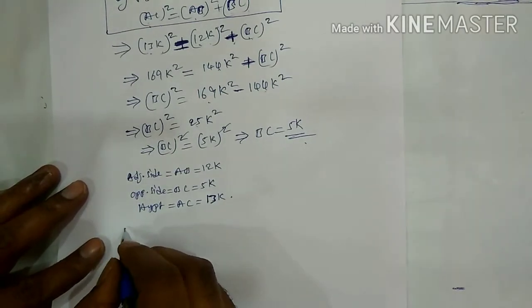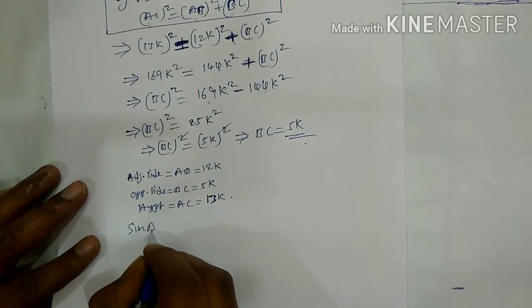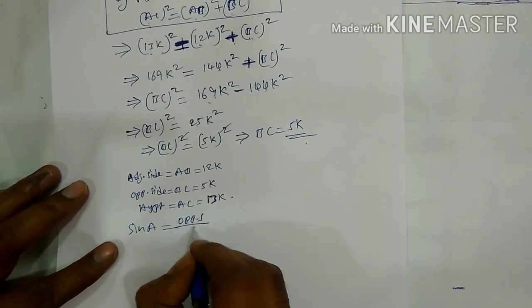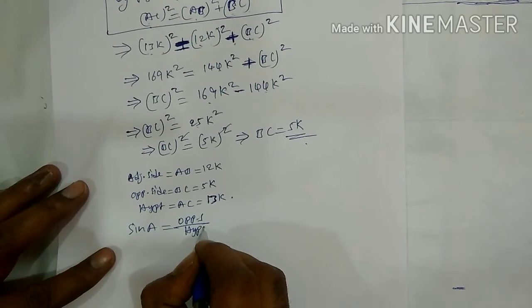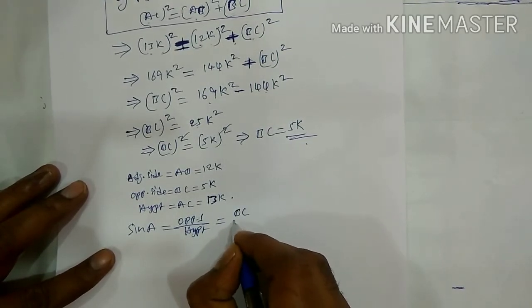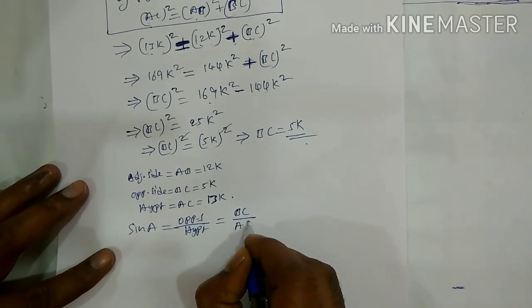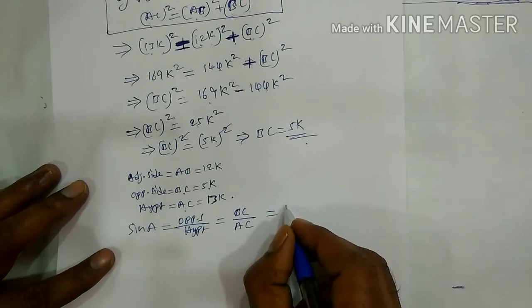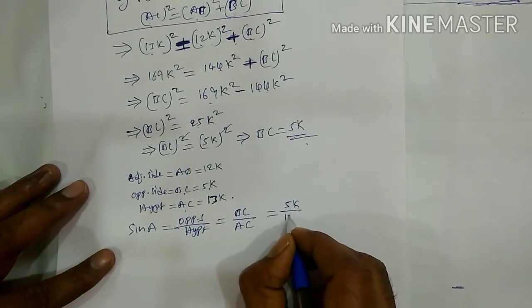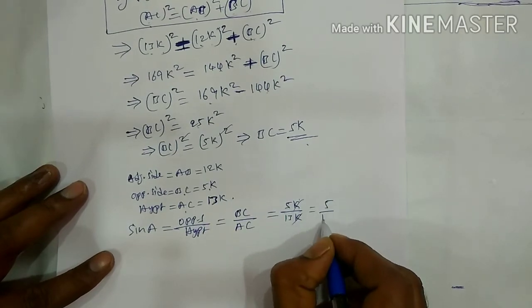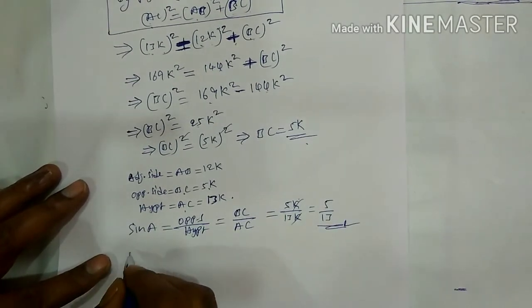So now we have to calculate sin A. Sin A is equal to opposite side by hypotenuse. Opposite side is BC, hypotenuse is AC. So BC value is 5K, AC value is 13K. 5K by 13K, K gets cancelled. It is 5 by 13, the answer.